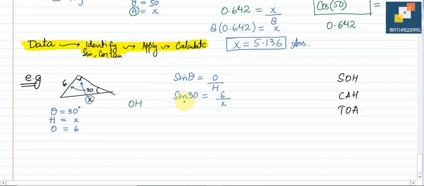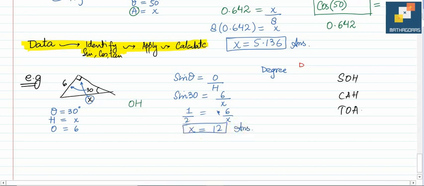Again for sine 30, you guys need to do the same. On your calculator, press sine button and then press 30 and then equals to. Make sure that your calculator is in degree mode. On the top of your calculator, you will see a small d is present. D represents degree mode, so make sure that calculators are in degree mode. Now sine 30, you can find out it's 1 divided by 2 is equals to 6 divided by x. If you cross multiply, it will be x is equals to 12, and that is your answer.